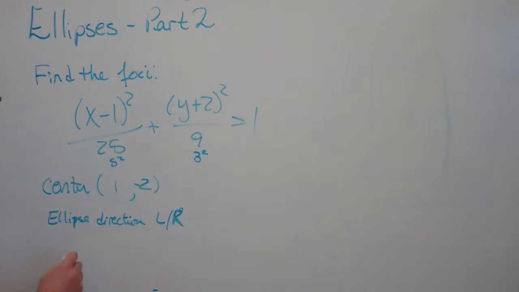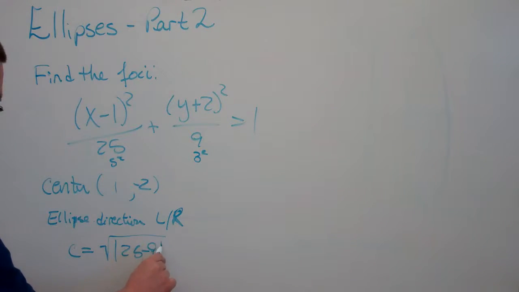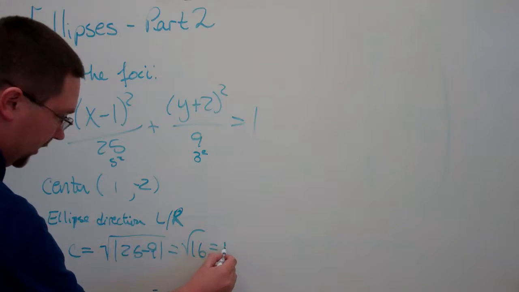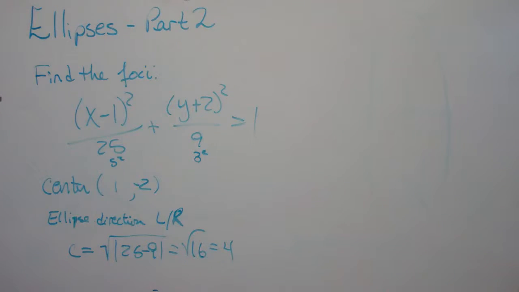Now, we've got to find c. Remember, it's the square root of the absolute value of a squared minus b squared. So it's the absolute value of 25 minus 9. So 25 minus 9 is 16. It's the square root of 16, which is 4. So now, find the foci.